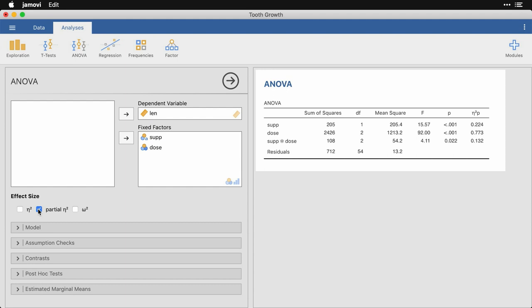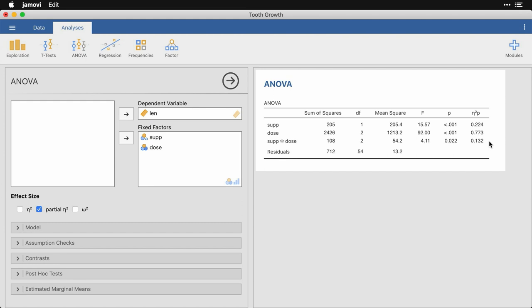What you see here, for instance, is that sup has an eta squared of .224. That means it can account for 22% of the variance in the length of tooth growth. Dosage accounts for 77%. That's a huge amount. And the interaction still accounts for 13%. This is the most basic version of the analysis of variance that could be useful to you.